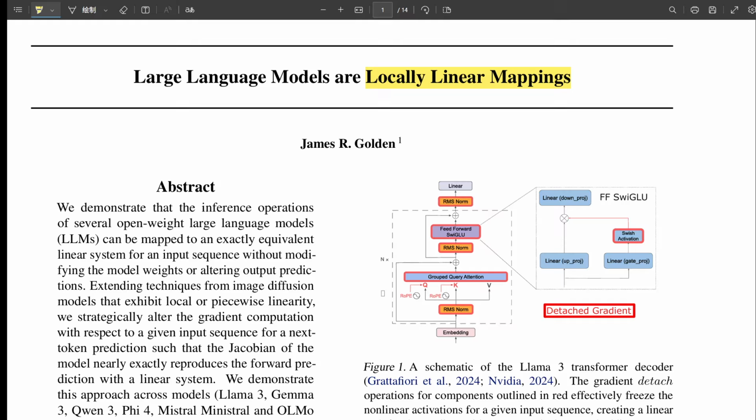The novel method they developed to reveal this linearity, the detached Jacobian. Let's talk about that technical innovation. Yeah, this is where the academic cleverness really comes in. The detached Jacobian is the key technical contribution here.